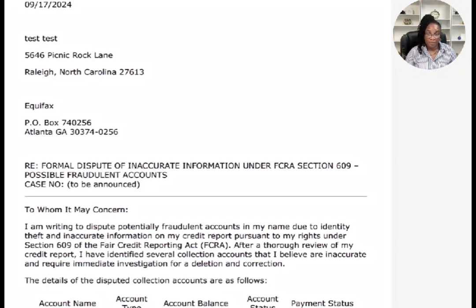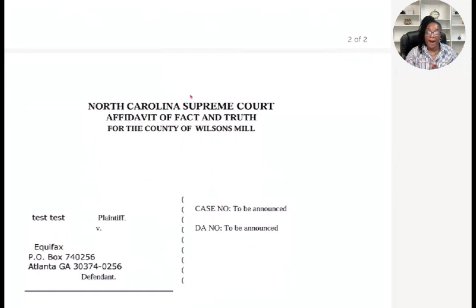Honestly, 35 to 45 days, your collection should be gone. And please take my advice. If you have more than one collection, do not do all of it on the same dispute letter. So the fourth way that I wanted to show you guys on how I sometimes dispute collections is this.